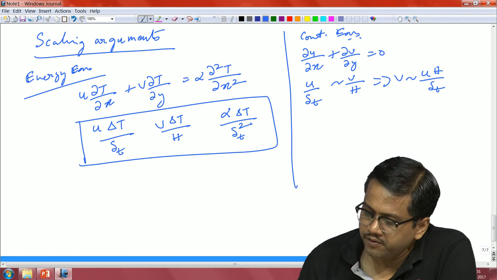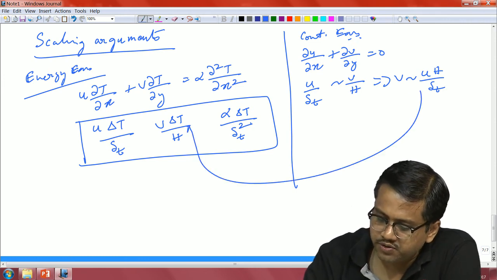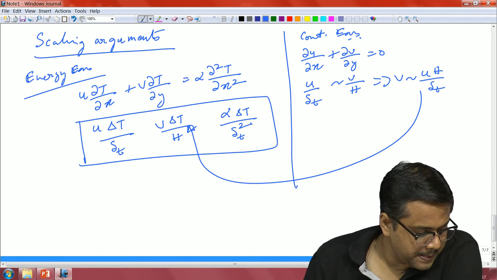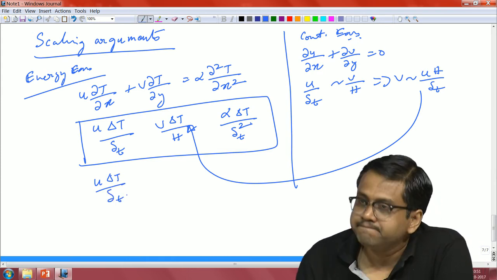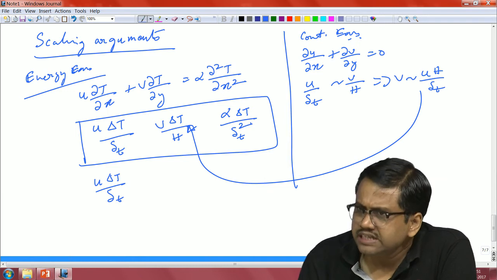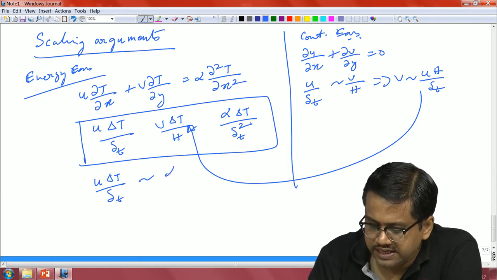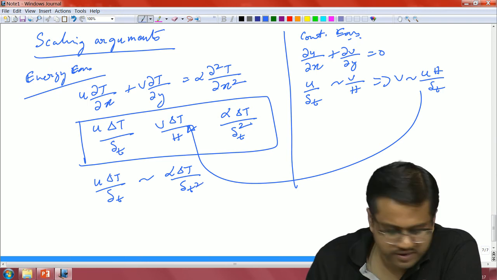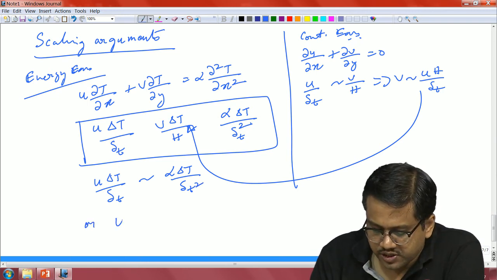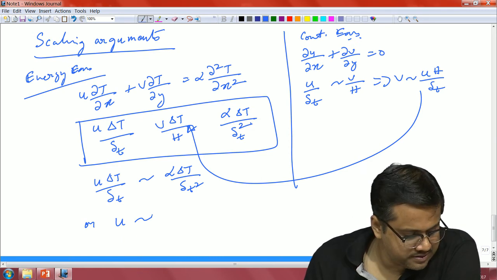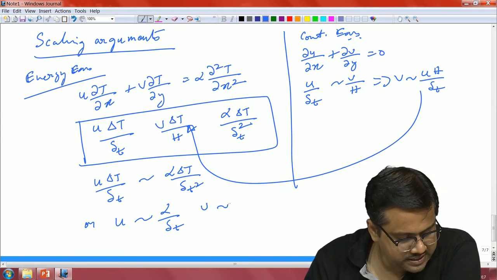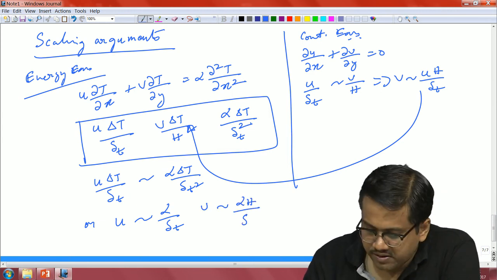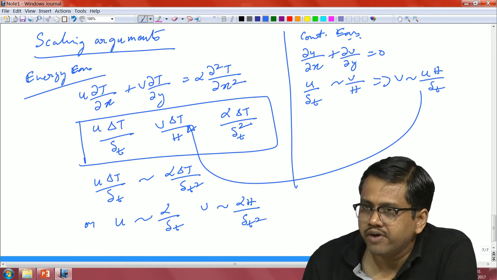So, this leads to v scaling as u h by delta T, correct. Now, if you back substitute this particular expression over here, you will find both of them will scale as u over delta T. That is usually the case. So, this will scale as alpha delta T by delta T squared, or in other words you will get u scaling as alpha by delta T as the first one, and v scales as alpha h by delta T squared.